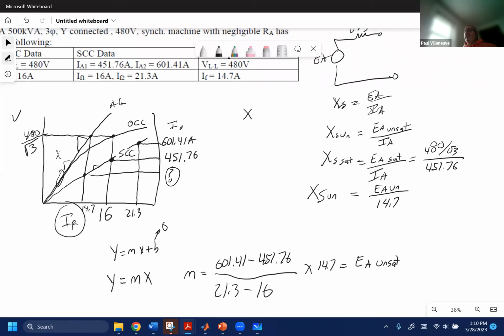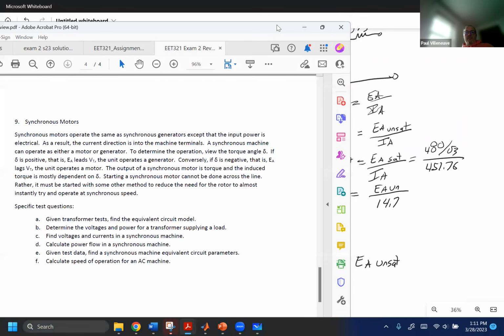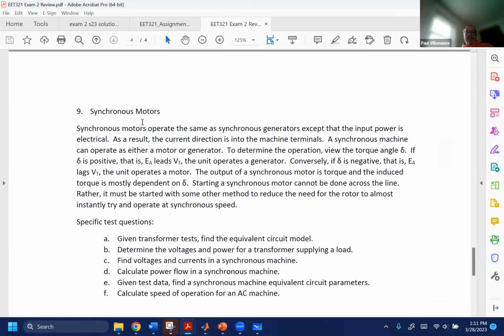It says problem E, given test data, find synchronous machine equivalent parameters. And under section 9. All right, I see that. Yeah. It's actually not section 9, right? You can see that this is at the end where it's just a specific test question, so it's not necessarily with section 9.